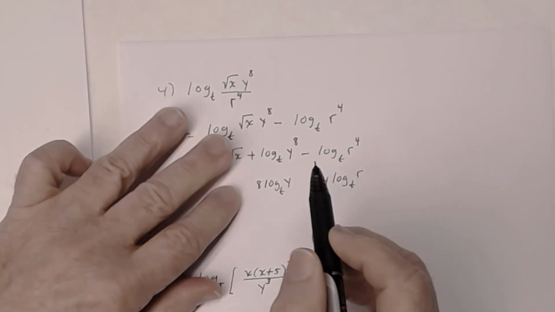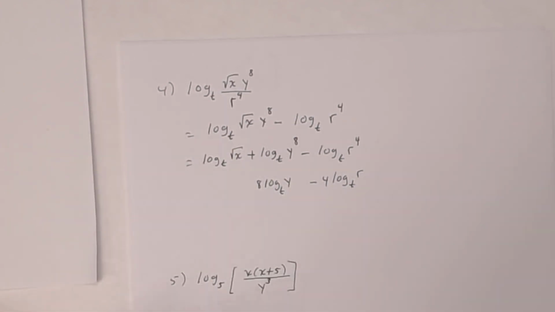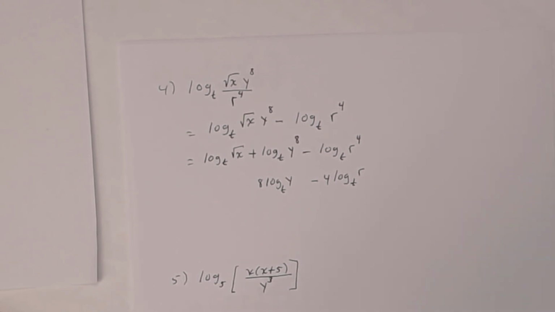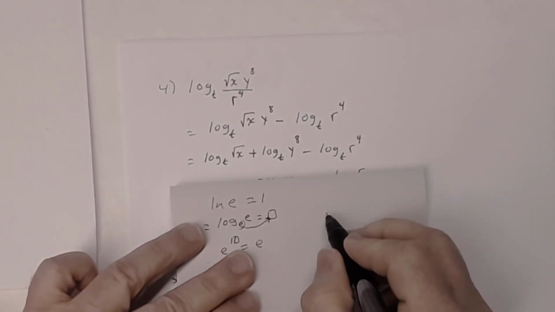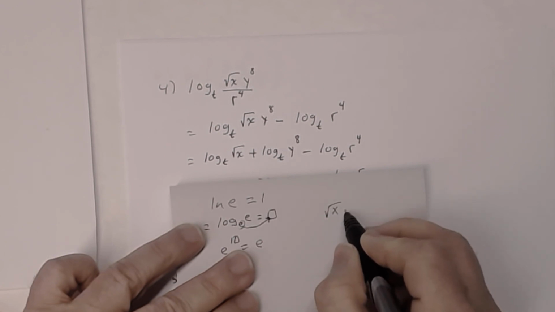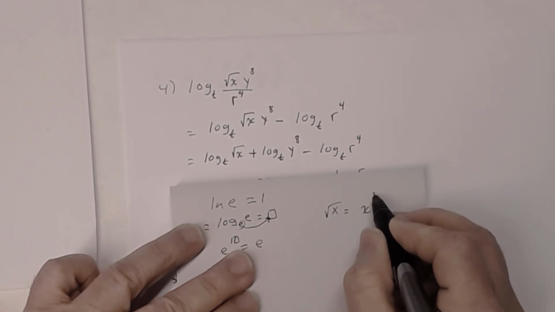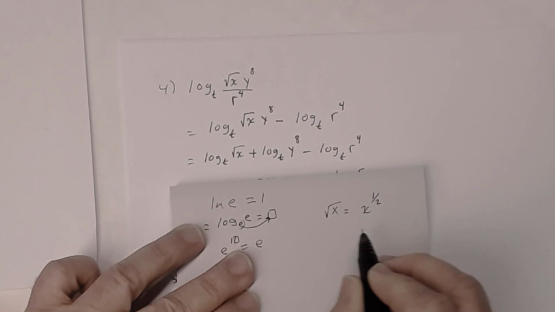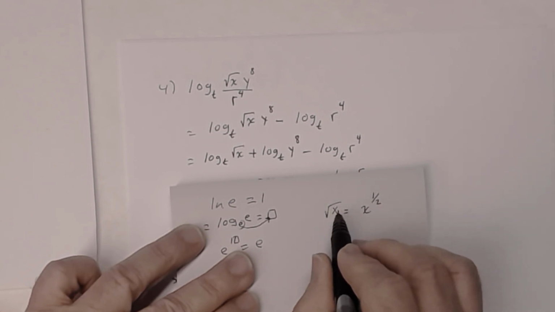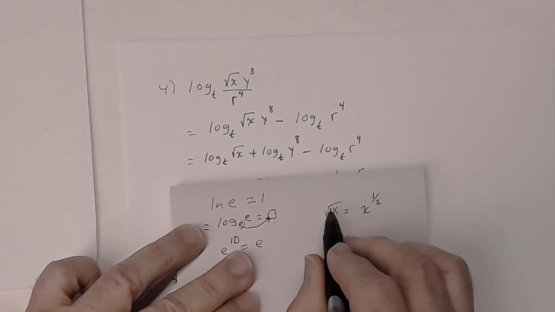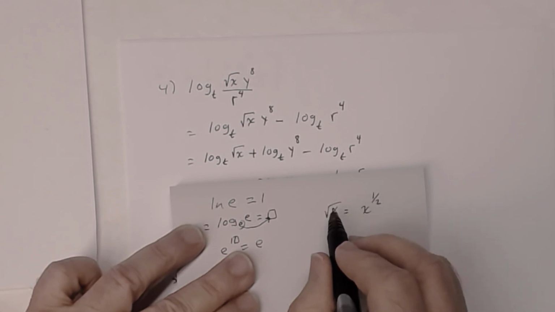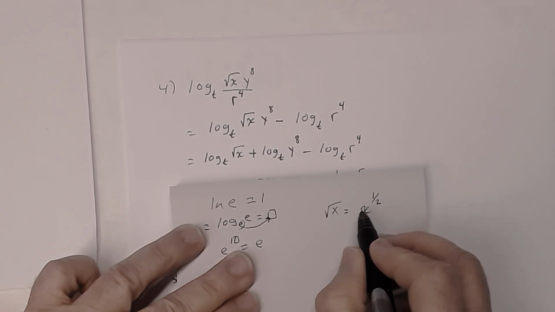All right, now let's talk about this though. Okay, so one of the things you learned in this course or in another course is this. The square root of x means x to the 1/2. So you can always change a radical expression to an exponent. You can always change a radical to an exponent. So x to the 1/2.